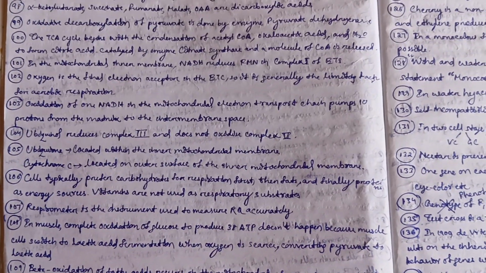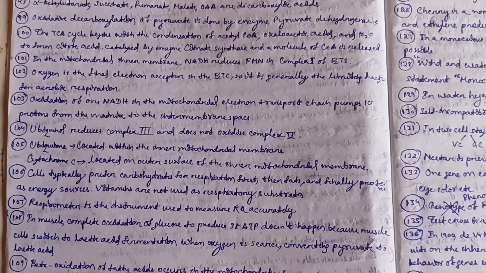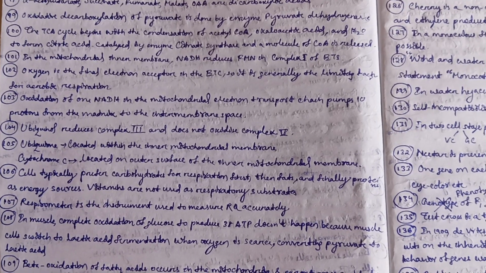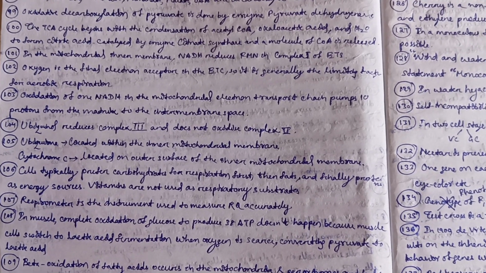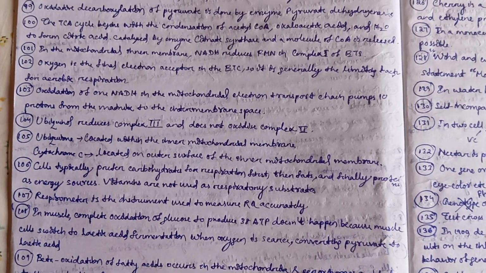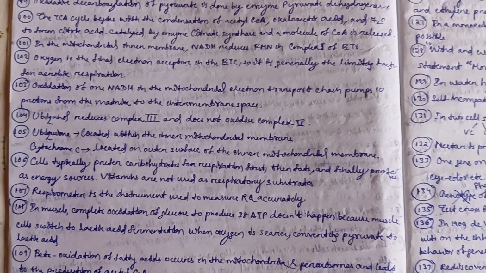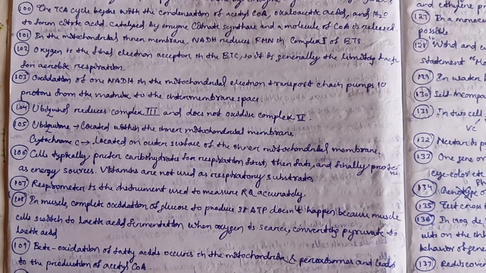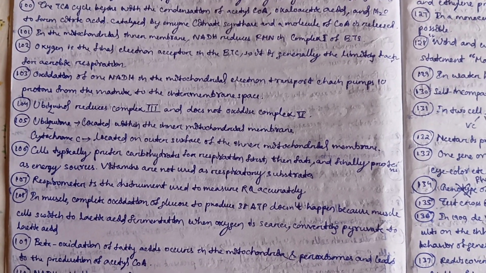Cells typically prefer carbohydrate for respiration first, then fats, and finally proteins as energy sources. Vitamins are not used as respiratory substrates. Respirometer is the instrument used to measure RQ accurately.